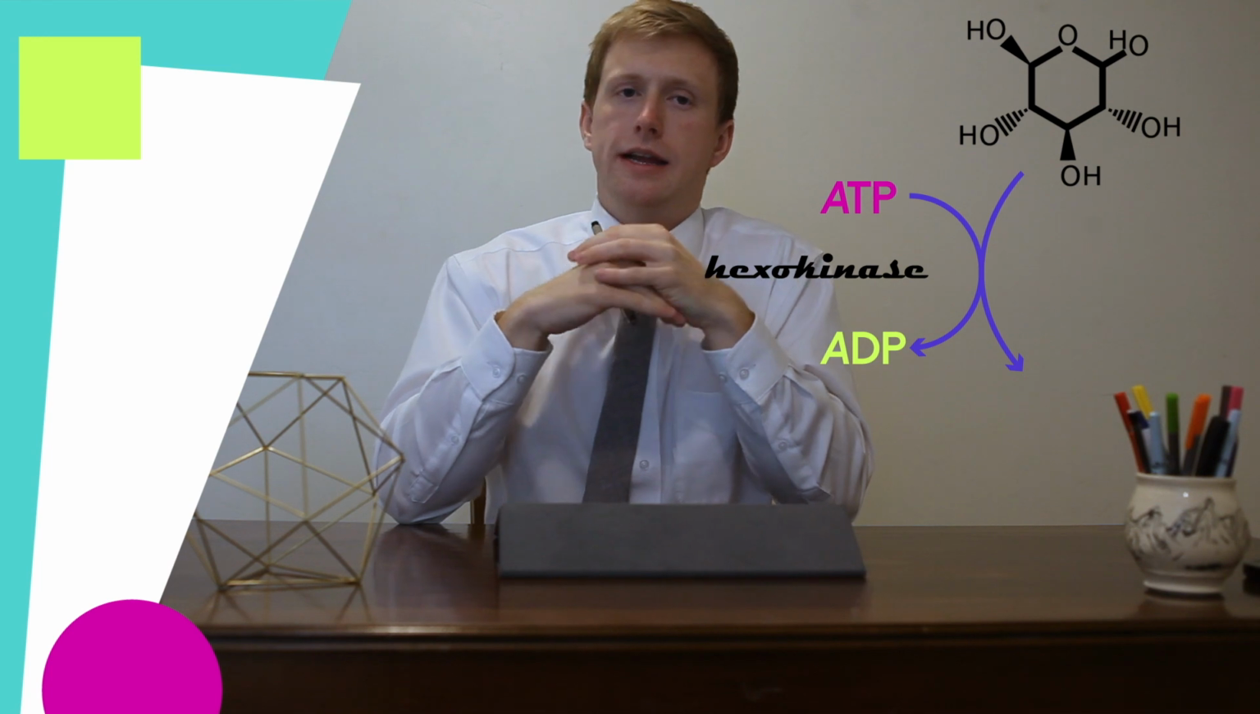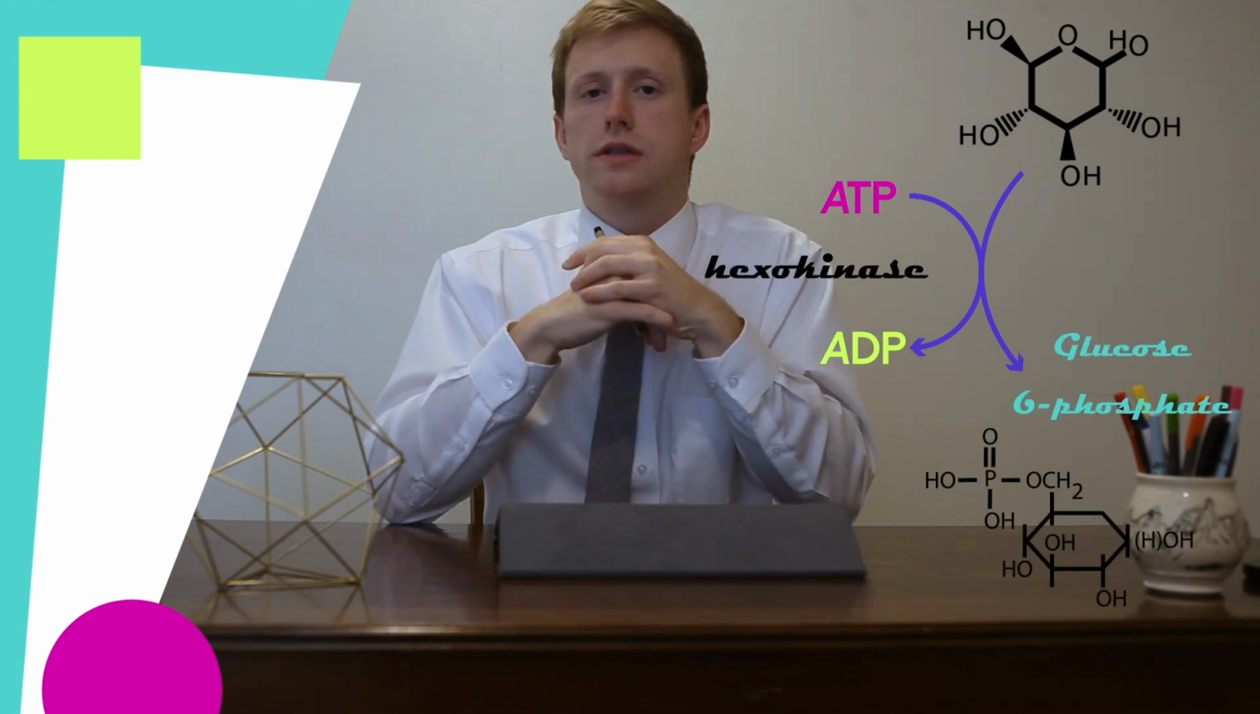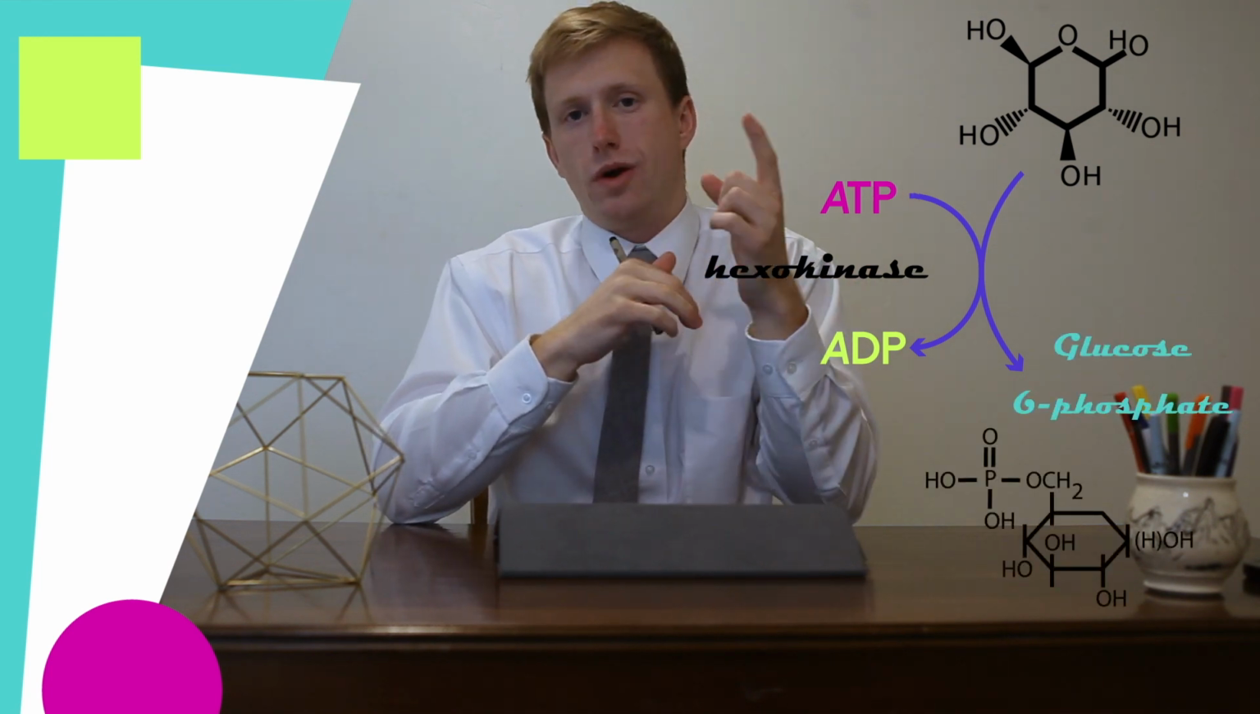We're going to go ahead and take hexokinase with an ATP molecule and use that with glucose in order to get glucose 6-phosphate as well as 1 ADP out. So we went ahead and moved that phosphate group from the ATP and put it onto the glucose. Now glucose is trapped inside the cell, can no longer leave, which is actually exactly what we want.